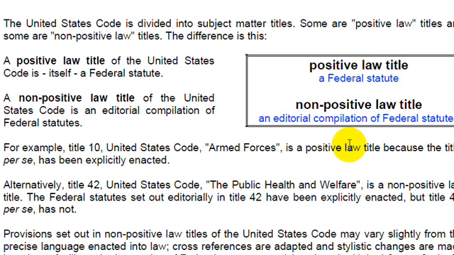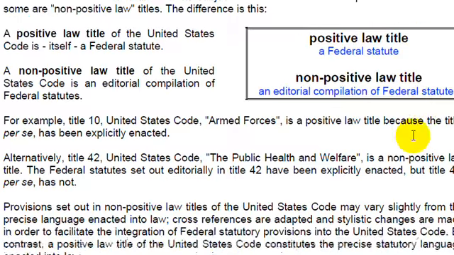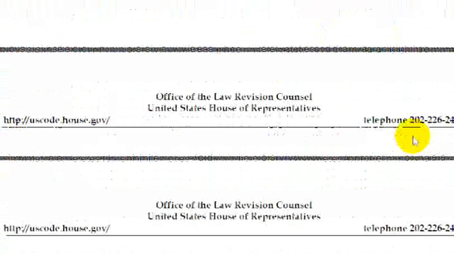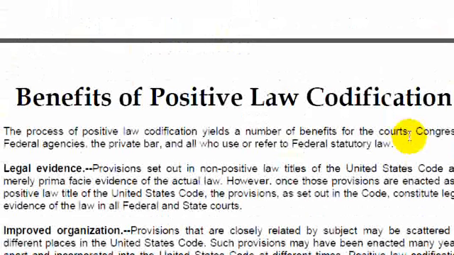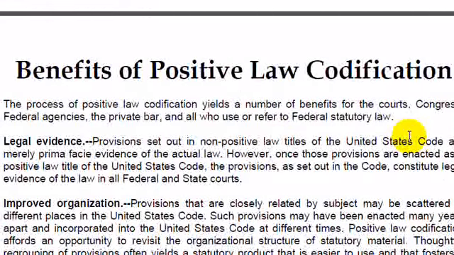And then compilation, the root word of that is compile, and that's pretty much to put together. Okay, so non-positive law title is an editorial compilation of federal statutes. Need to know these definitions. Okay, let's go. It's one more great thing. Now let's look at the benefits of positive law codification.